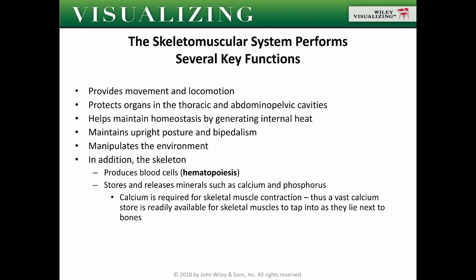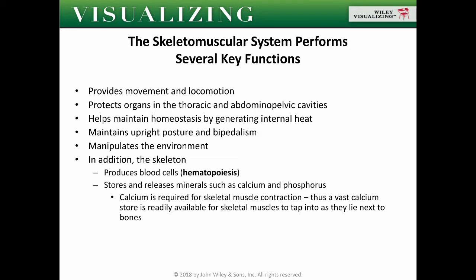Aside from that, it also helps maintain homeostasis, especially the maintenance of temperature. The muscles help maintain internal heat. The contractions of the muscles are a metabolic activity, so they generate heat due to chemical reactions. For humans, it helps us maintain an upright posture and bipedalism. That means we can stand upright on two feet. It also helps in manipulating the environment; of course, we can move things around.